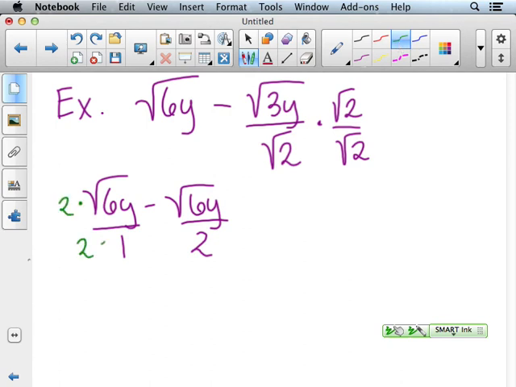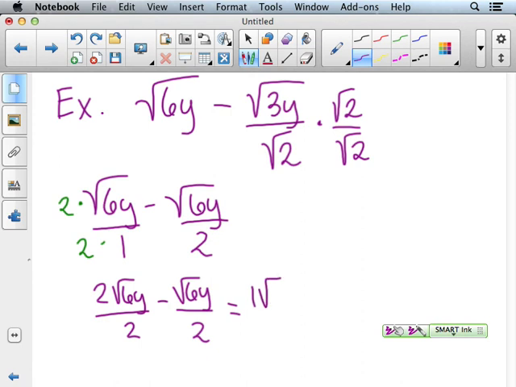So it's 2 square root 6y over 2 minus square root 6y over 2. So we have a common denominator, 2 minus 1 is 1. So this just becomes 1 square root 6y over 2. Or you can write it just square root 6y over 2. And that's your final answer.